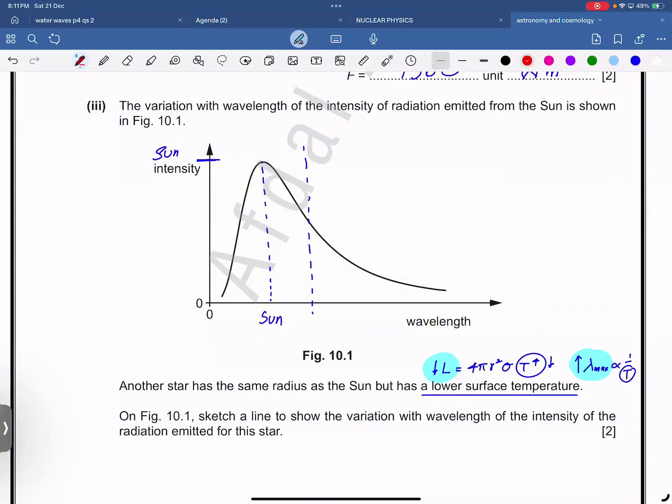so where will the other be? I will use a red color. Below this, somewhere. Did you notice two changes will take place? The wavelength, I think you already know, because the surface temperature is less, so wavelength will be more. And the second, because the surface temperature is less, the luminosity will be less. So the peak intensity, you will not get the same one.